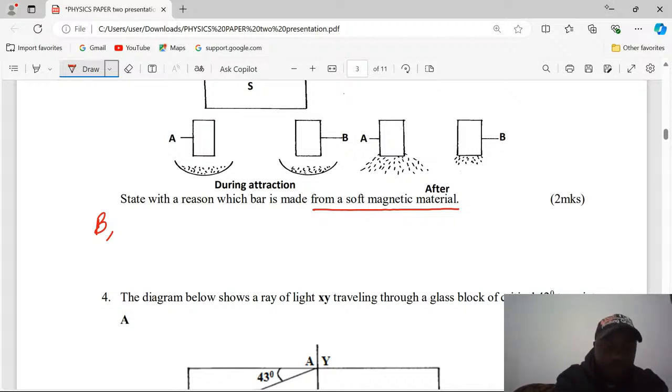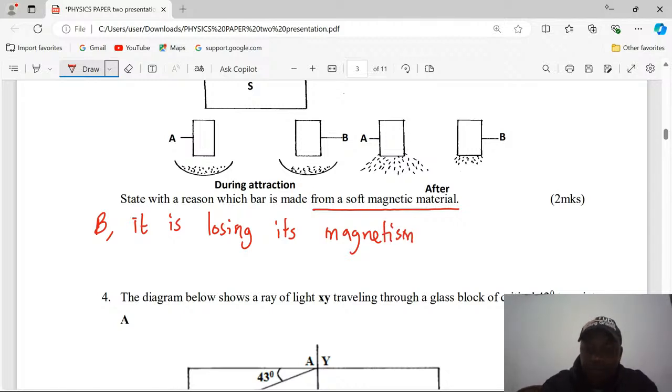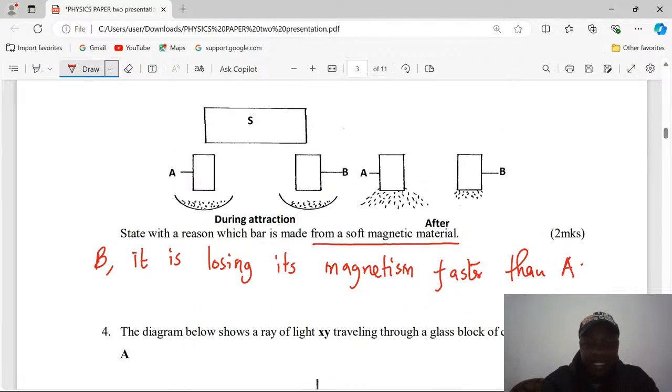B is the soft magnetic material. This is because it is losing its magnetism faster than A. There is evidence that it is losing magnetism, and there is evidence that A is still holding on.